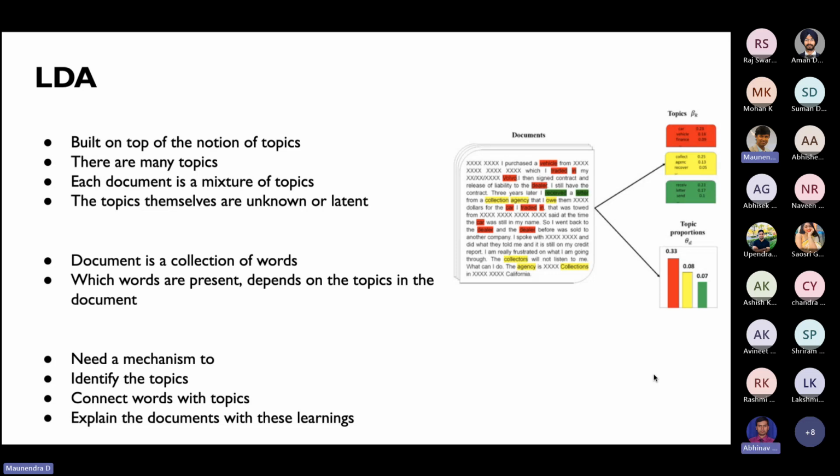Yeah. So will the topic extracted be a unigram or can it be an n-gram topic? Both options are there. There are different techniques. Yeah. Okay, thanks.